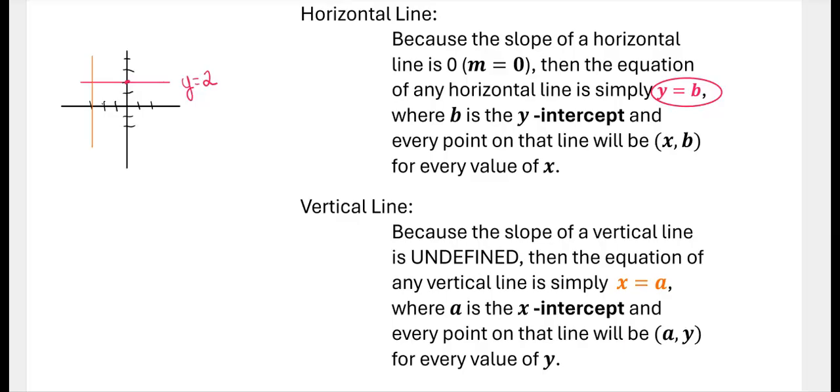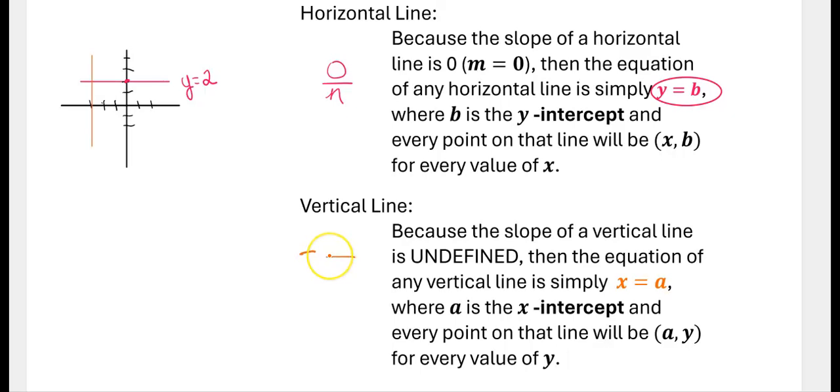Now the vertical line is the perpendicular of a horizontal line. And remember, perpendicular lines have negative reciprocal slopes. So if the slope of my horizontal line is m equals 0, that's like 0 over any number, 0 over 1, 0 over whatever number it is. But if I were to take the reciprocal of that and flip it, or the negative reciprocal, negative 0, well, there's not a positive or negative 0, 0 is just 0. But if I were to take the negative, I would have the negative of whatever this was over 0.